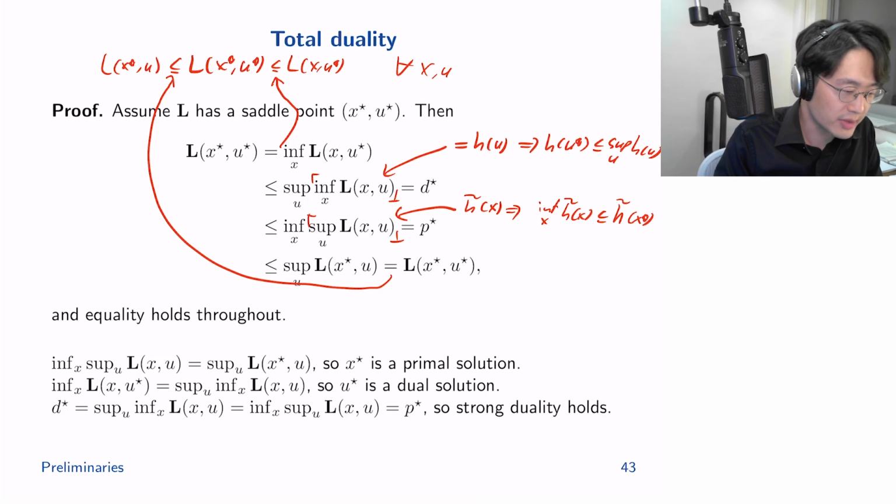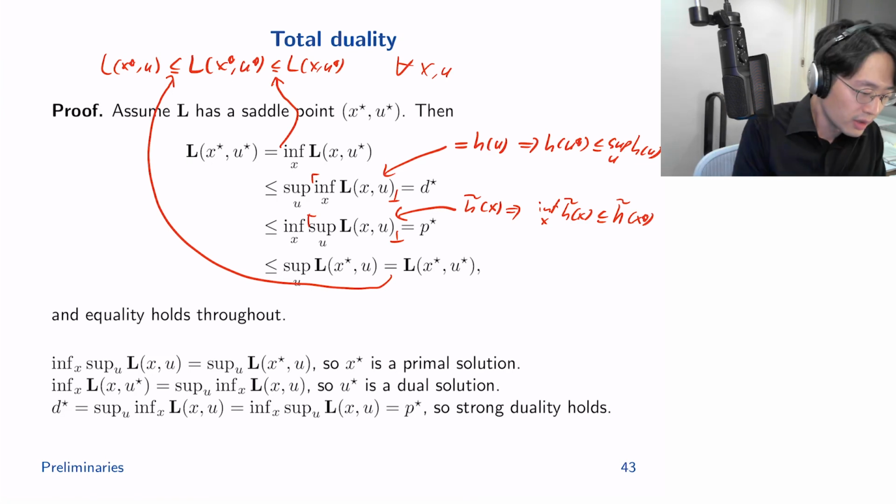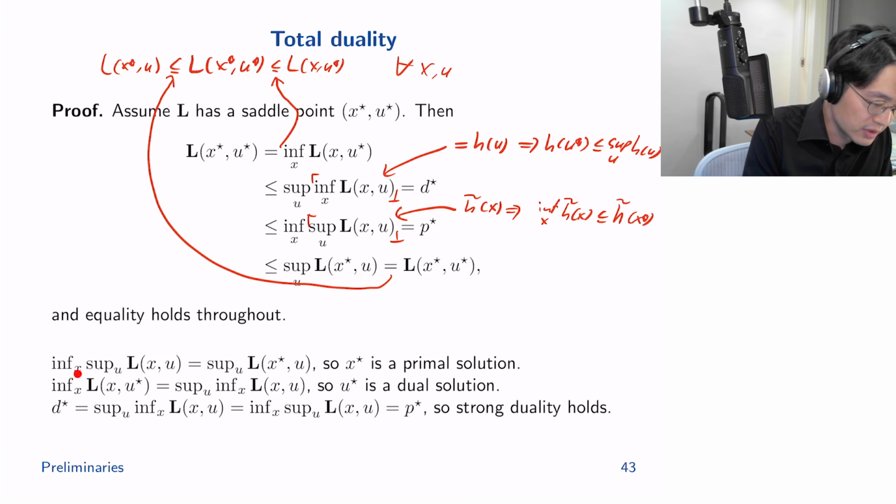Okay, so now that we've established these equalities, we can show the reverse direction. So here we had inf sup L is sup over u with x star plugged in. So that's actually this equality. This equality tells us that this minimization, inf over x of this quantity, is the primal problem, and plugging in x star achieves the primal optimal value. So that means x star is the primal solution.